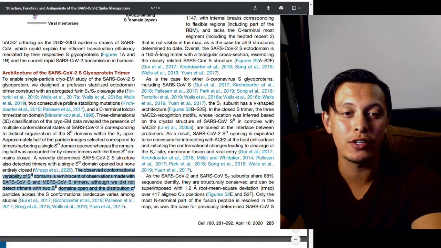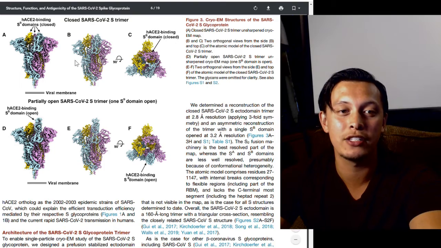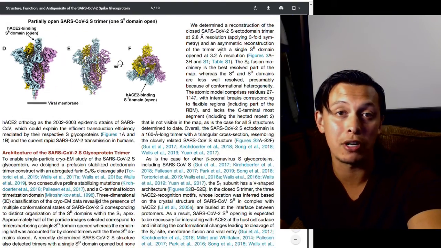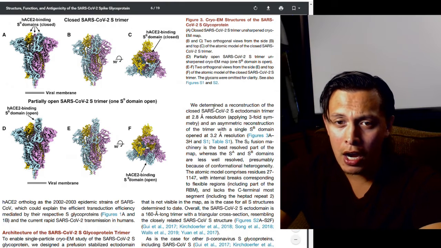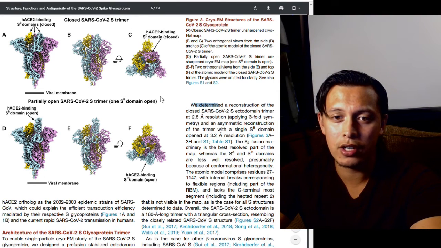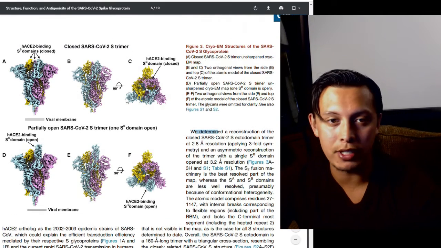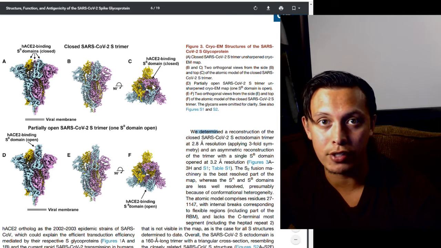But some other labs have shown that you do get a variety of open and closed states, such as this. So continuing, we determined a reconstruction of the closed. Oh, actually, what I should do before we continue, I should talk about how they even come up with these structures in the first place.